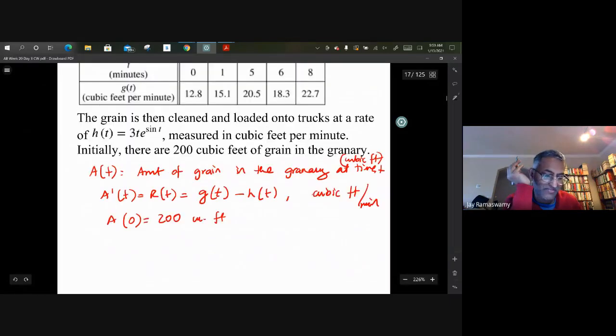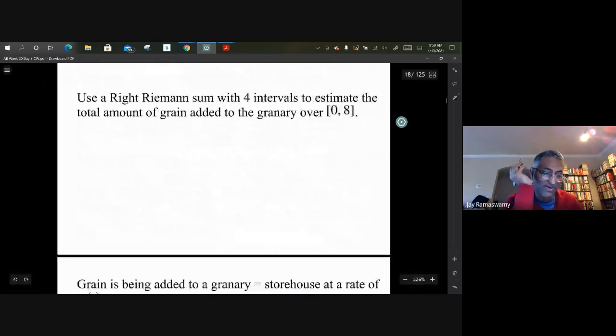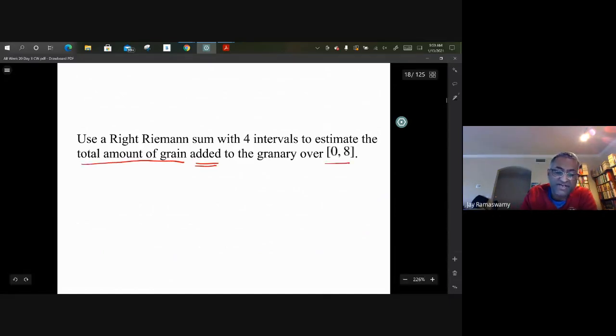Okay, for some reason I didn't even put a question. Okay, I'm going to move on. Right on page 18. Oh, there it is. Okay. It says use a right Riemann sum with 4 intervals to estimate the total amount of grain added to the granary over 0 to 8.